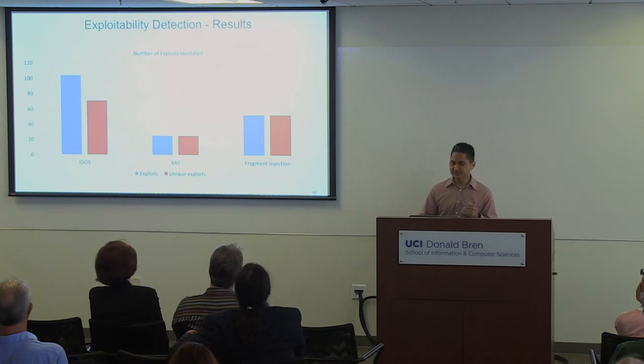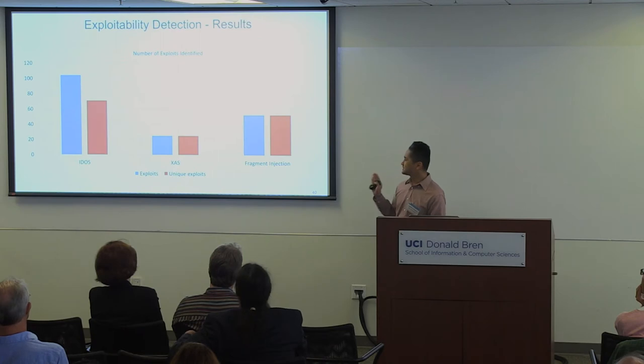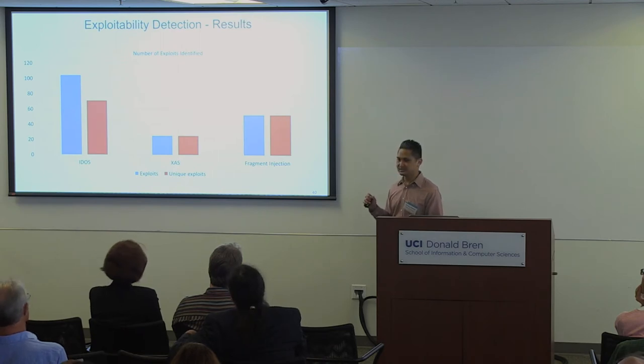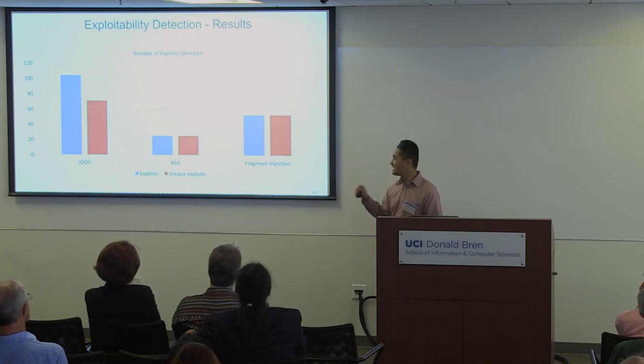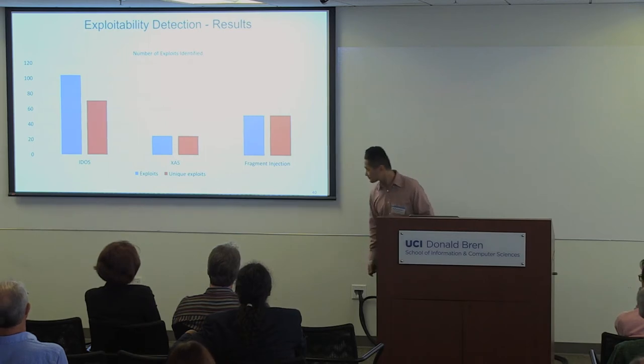So in terms of its ability to detect exploits, you can see the results here for the three vulnerability types you've seen earlier in this presentation. We show the number of exploits and the number of unique exploits. There are unique exploits because you can, for instance, execute a particular vulnerable statement along multiple paths.